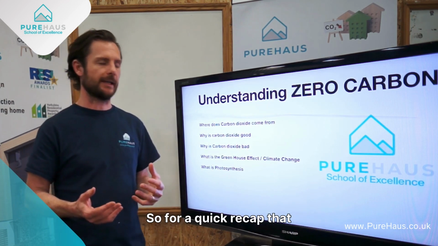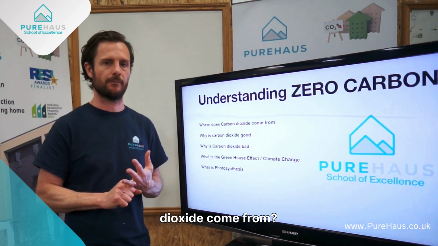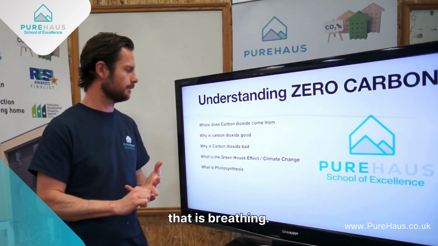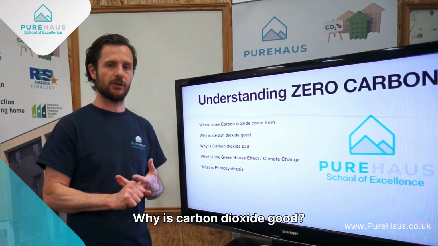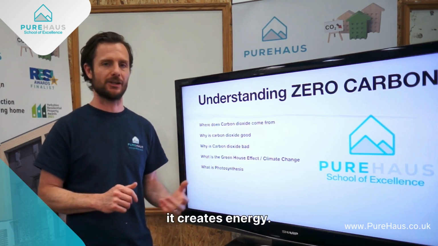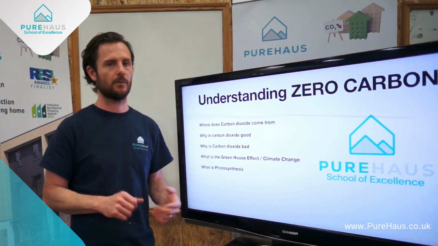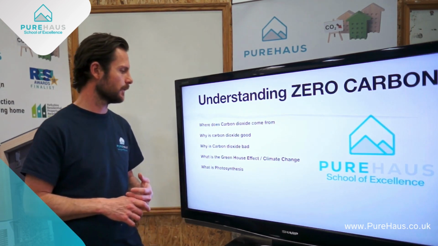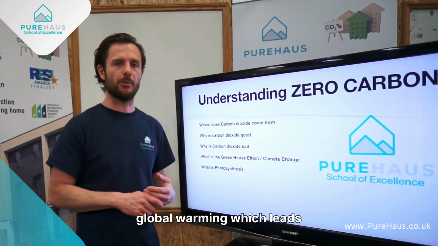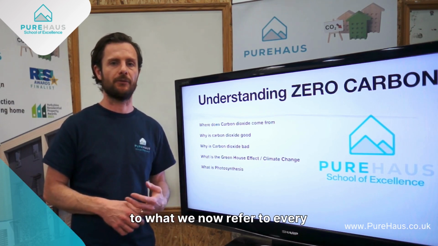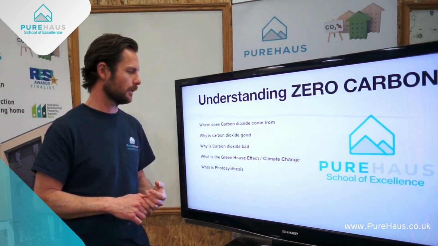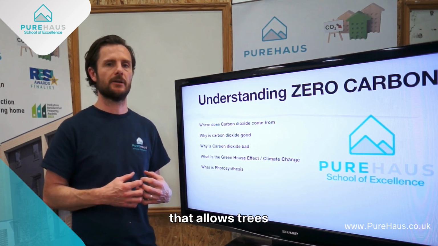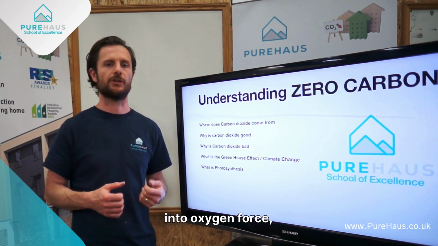So, for a quick recap then, where does carbon dioxide come from? It comes from burning fossil fuels. It also comes from every animal that is breathing. Why is carbon dioxide good? Because it helps trees to grow. It creates energy for them. Why is it bad? Well, it's only bad if we produce too much of it, because then we're reinforcing the greenhouse effect. Greenhouse effect is causing global warming, which leads to what we now refer to every day as climate change. And photosynthesis is the chemical reaction that allows trees to turn carbon dioxide into oxygen for us.